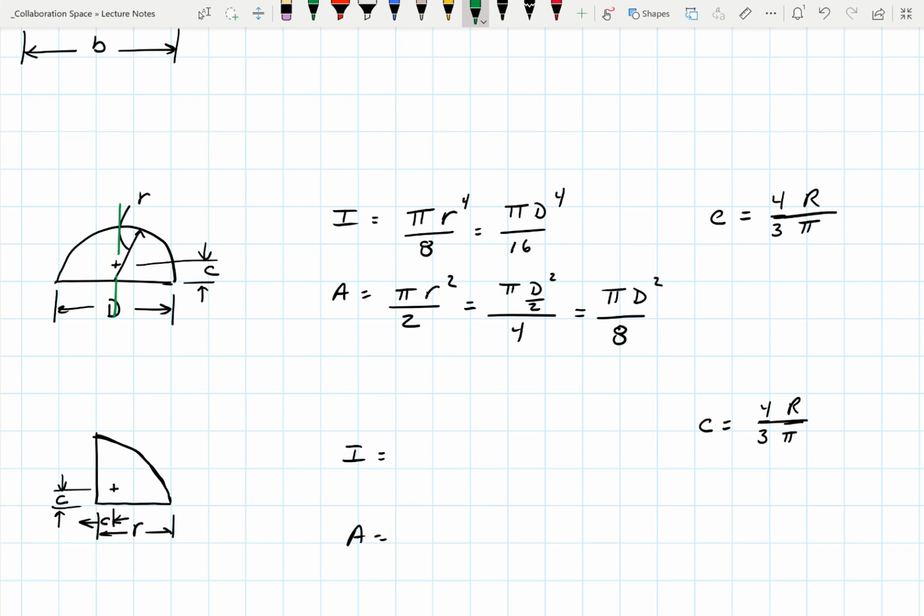So it's both ways. All right, I for it is what, Frank? Pi r to the 4th over 16. And if you want to do D, probably shouldn't at this point because we're getting crazy. Area? Pi r squared over 4.